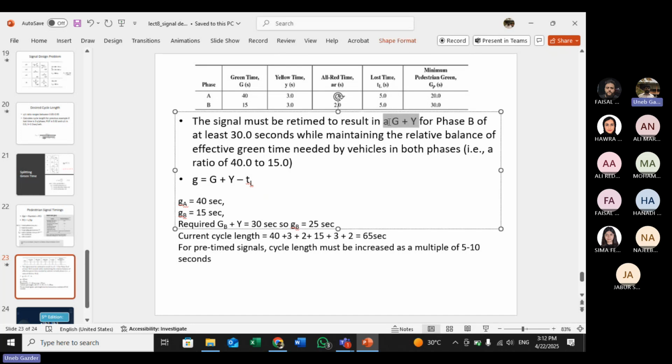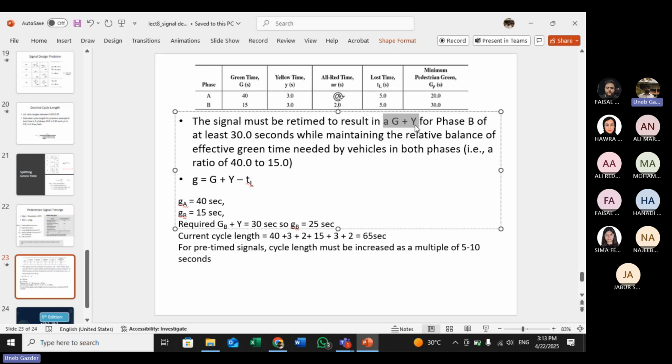Remember, this is capital Y. Capital Y is considered yellow and all red both. If it is small y, it's yellow only. If it is capital Y, it's yellow and all red both. So that's why I'm saying they are going for the first option. Capital G plus capital Y means green plus yellow plus all red.